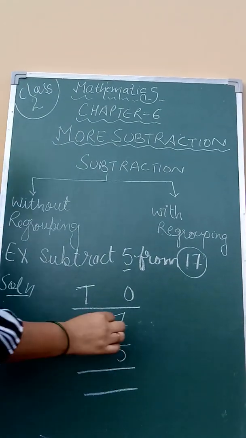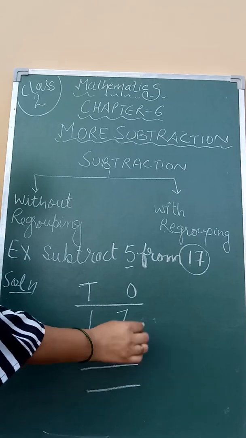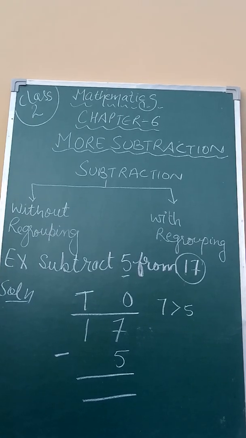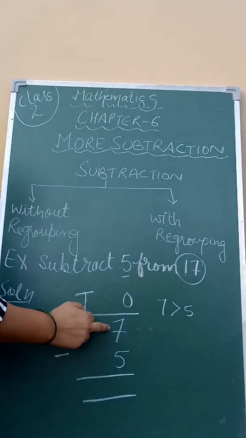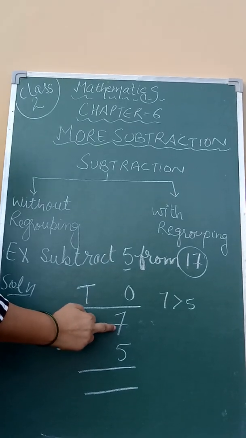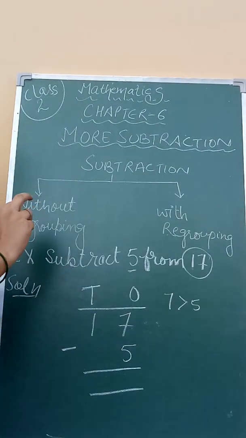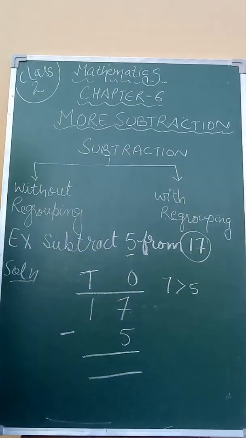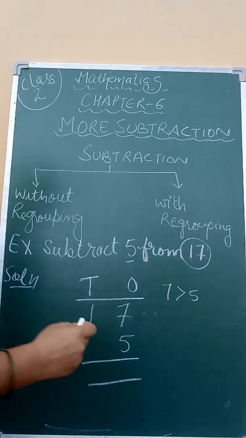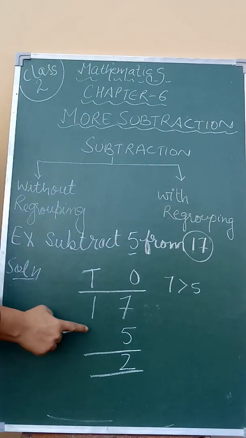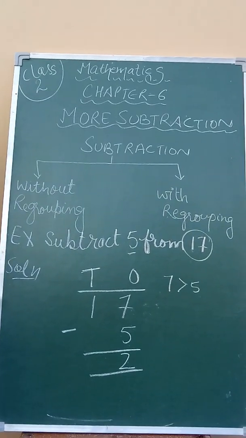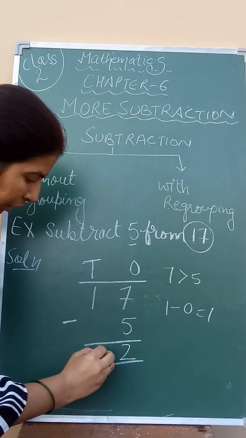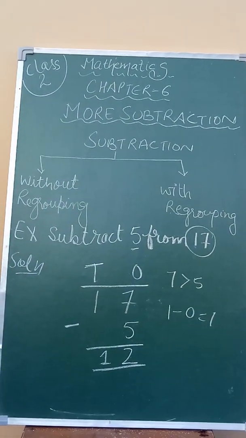So now we have to start subtracting from the ones place. Here this is 7 and this is 5. We can easily see that 7 is bigger than 5. We need no help to subtract 5 from 7. So this is called without grouping. When we need help to subtract the number, then it is called the with grouping method. So here the 7 is bigger, so let's subtract 5 from 7, it comes 2, right? When nothing is there, it means it is 0, or we can say 1 minus 0 equals 1, or directly you can write the number as it is. So 12 is the answer.